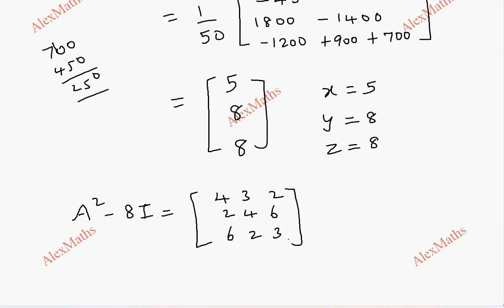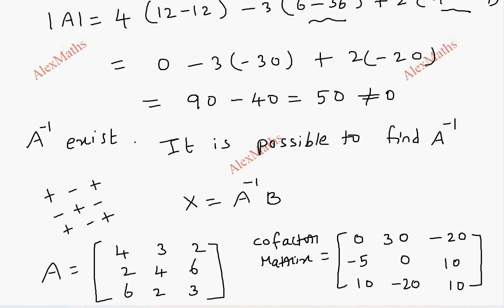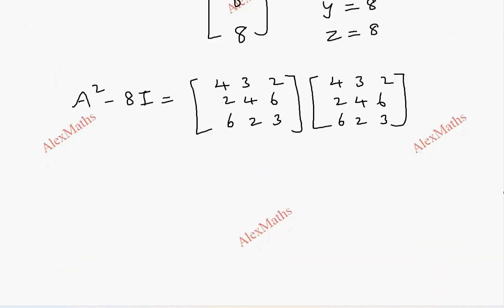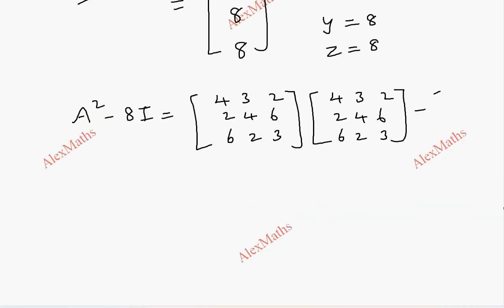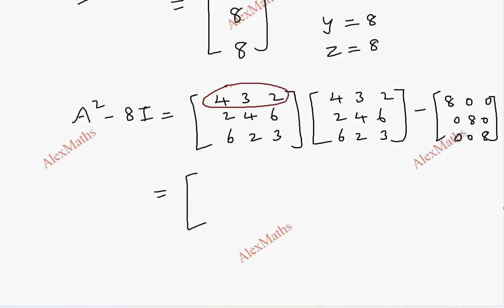So A inverse, again I have to write A, then only multiplication is easier. 246, 623. So the last equation is 623. Then minus 8i. 8i is 800, 080, 008. This we are going to multiply, taking the row with corresponding elements of each column.